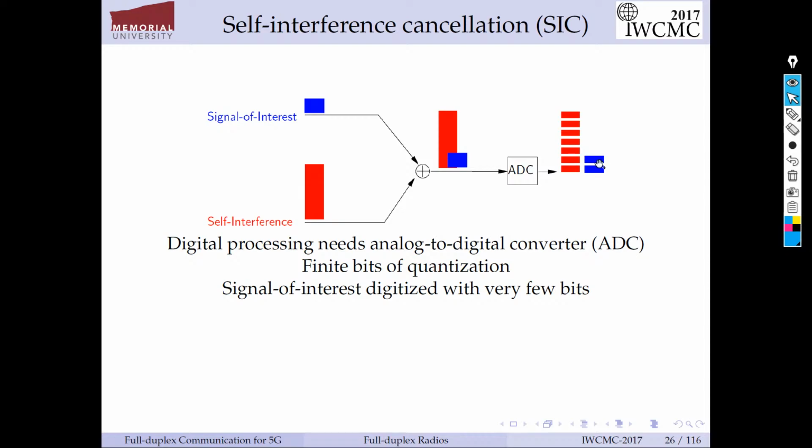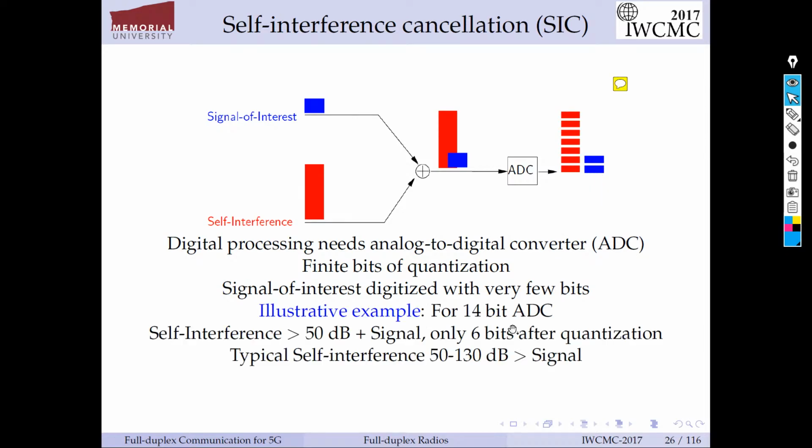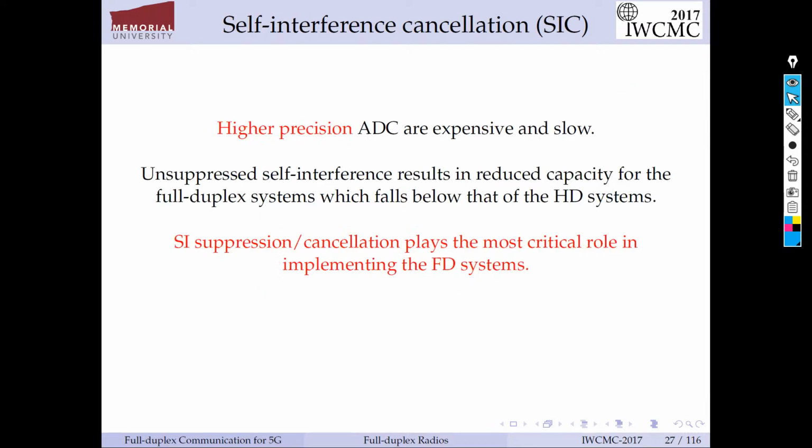So here the signal of interest, which is in blue color, is digitized with very few bits. For a 14-bit ADC, self-interference is greater than 50 dB plus the signal, leaving only 6 bits after the quantization. The typical self-interference ranges between 50 to 130 dB, which is much, much greater than the signal that we want to receive correctly. The point here is to use a higher precision ADC, but they are very expensive and very slow, and they increase your complexity and increase the delay.